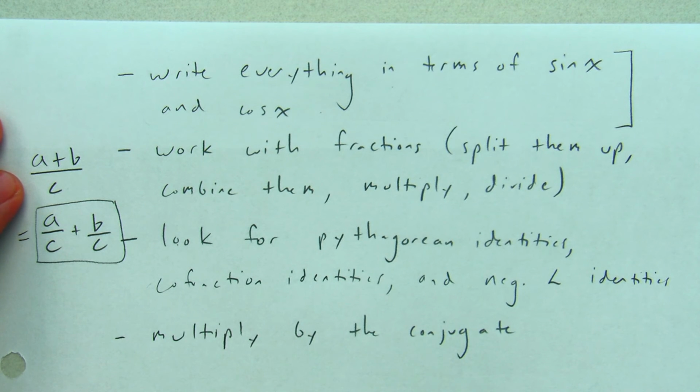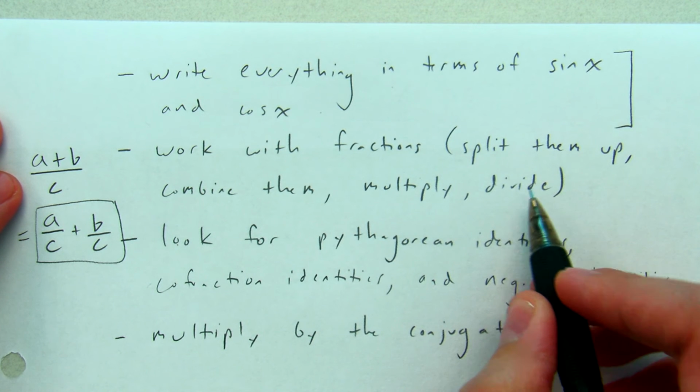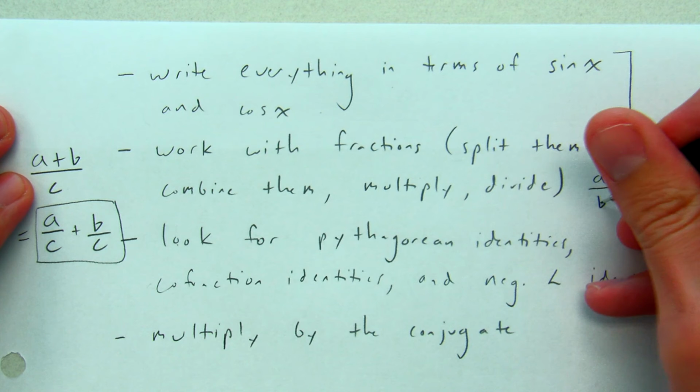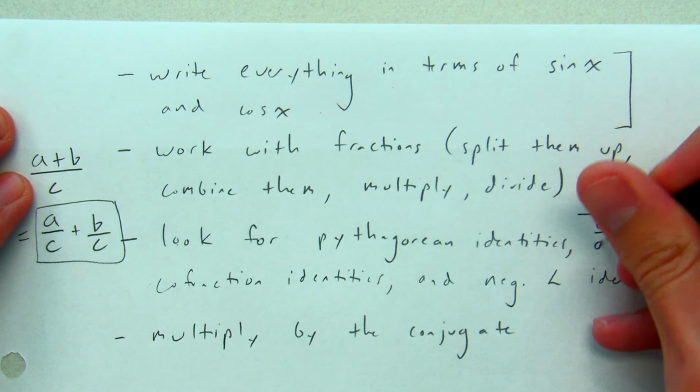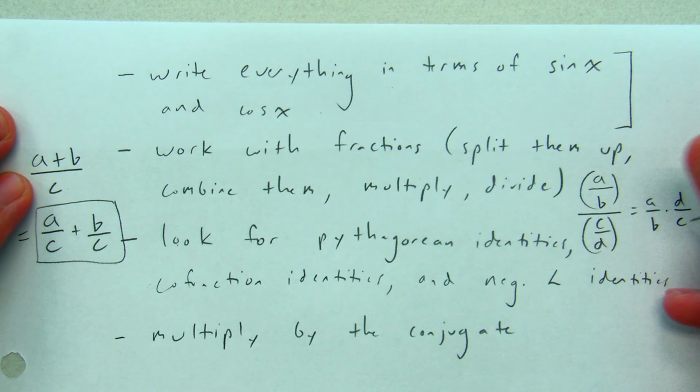Of course, we know how to multiply fractions. We multiply straight across. And dividing fractions is something that comes up a lot too. A over b over c over d means I need to take the top fraction and multiply by the reciprocal of the denominator. So I get AD over BC.